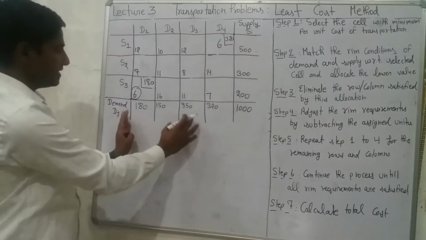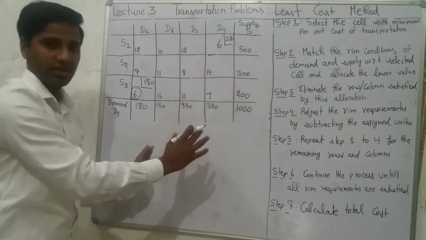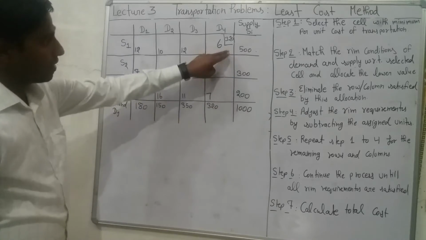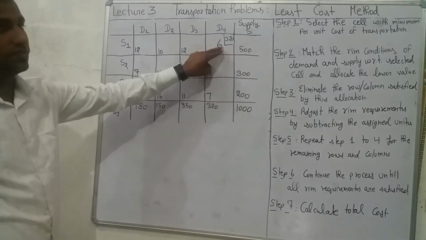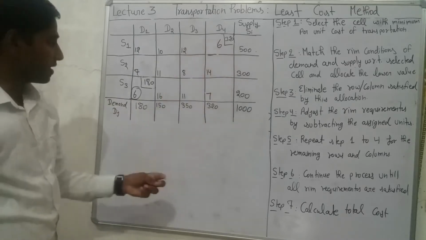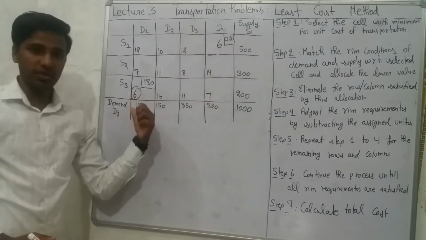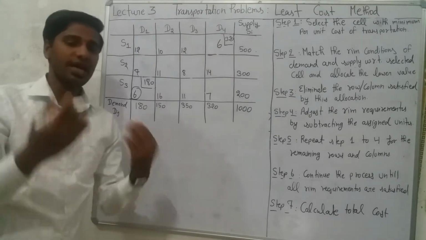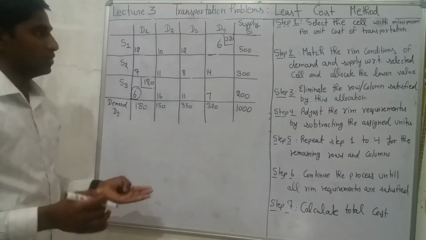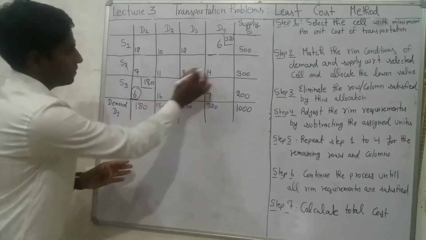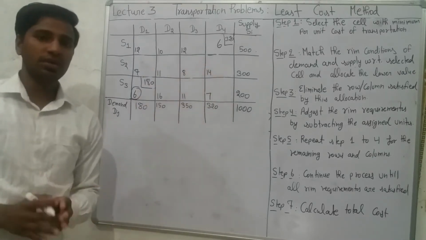So out of these two cells, which one we would select? The one in which we can assign the largest quantity. So we would start the process with this cell, because we can assign here 320 units in comparison of 180 units. So whenever you face a situation in which there is a tie between two cells having minimum cost, then you should follow this technique to adopt the best one.